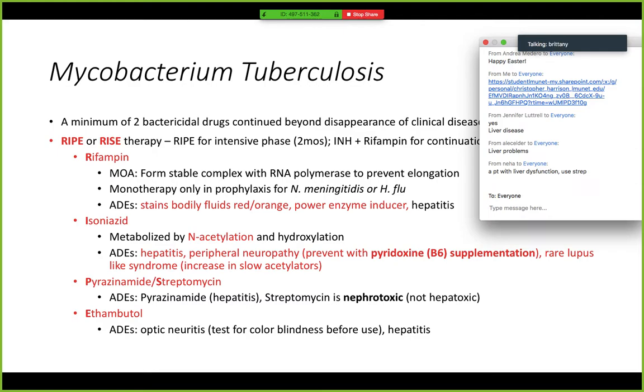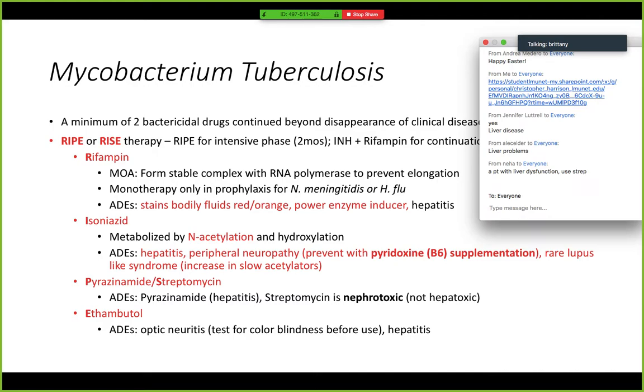With rifampin, the thing you're going to see most often is that it carries an adverse effect where it has the ability to stain bodily fluids red or orange. So of course, if you don't alert the patient to that, that can be very alarming. That's an important side effect you want to watch out for. And then also isoniazid. Isoniazid can cause peripheral neuropathy, so you want to supplement with vitamin B6.